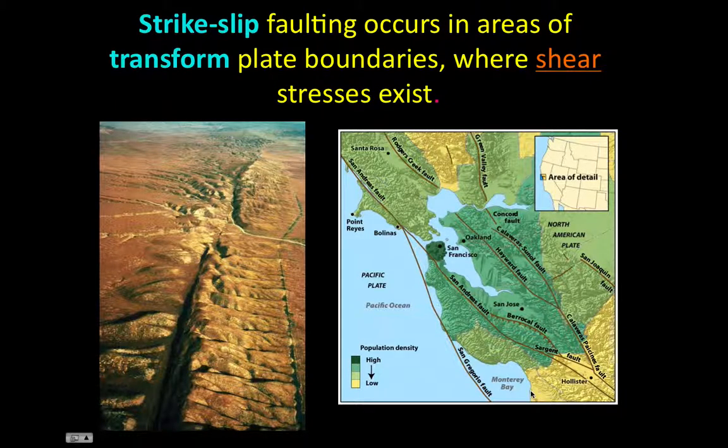Now, strike-slip faulting occurs where we have transform plate boundaries, where shear stresses existed. If you noticed in the movie, they were talking about the very famous transform plate boundary that goes through Southern California, where we have the Pacific plate and the North American plate boundary going right through the land. That's where we would have a lot of shear stresses existing. In class, I will work to test your understanding of the various names of various faults.